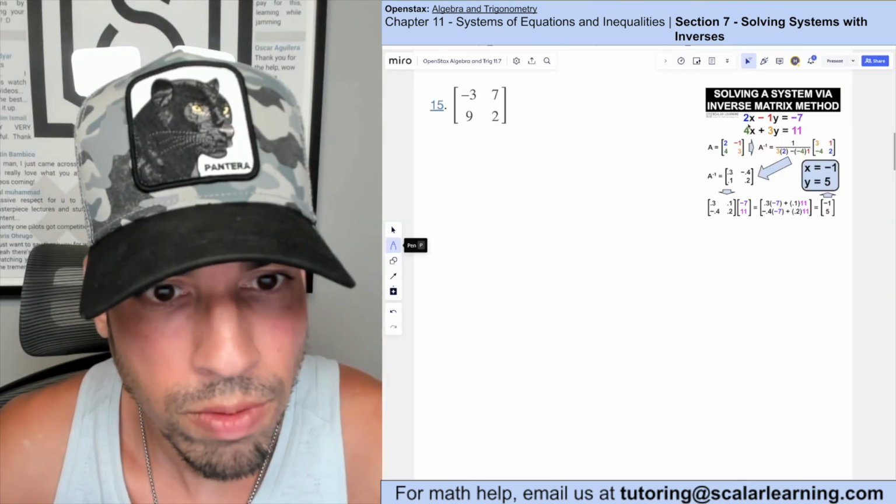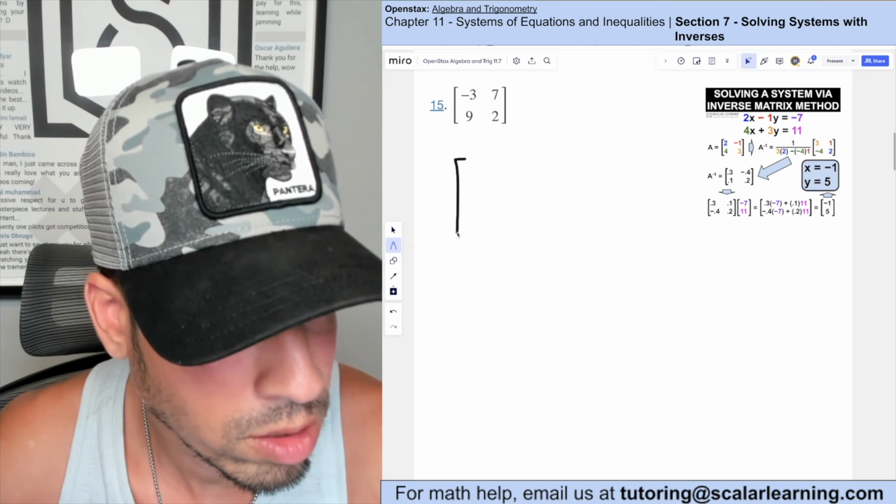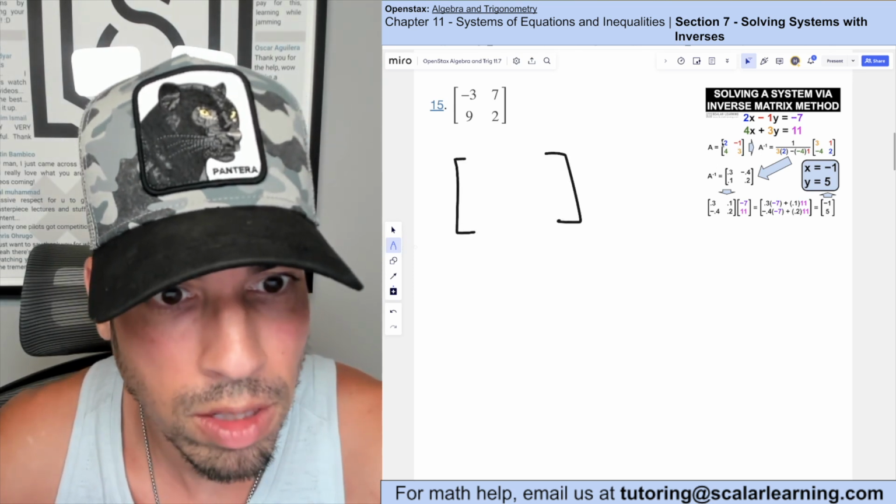Done. So for this one, following our little infographic, we're going to start by swapping the blue and the yellow, right?